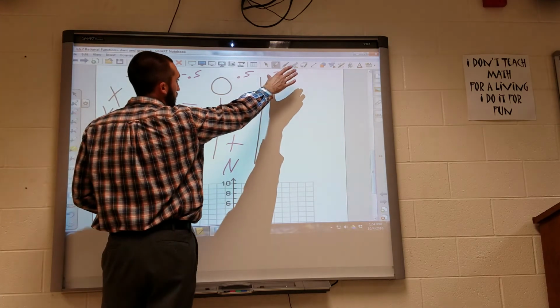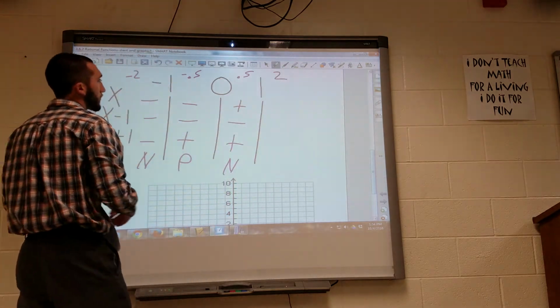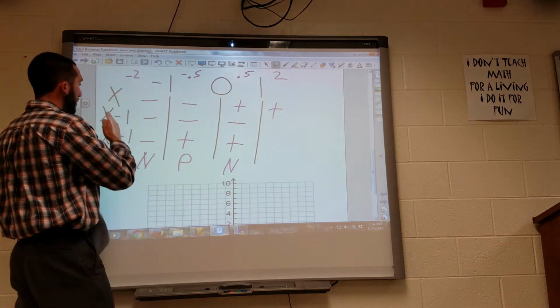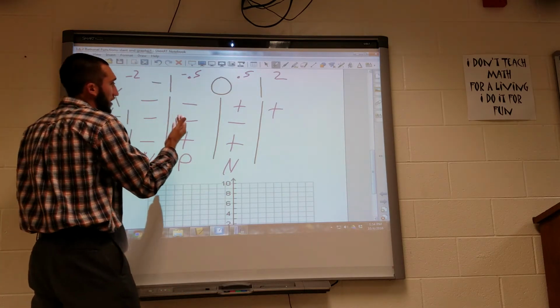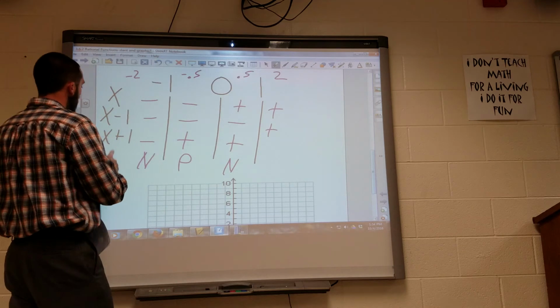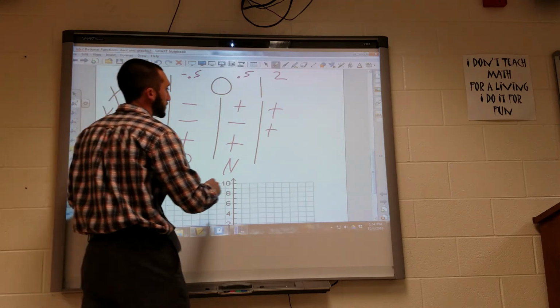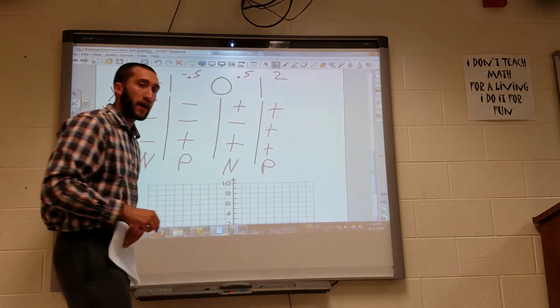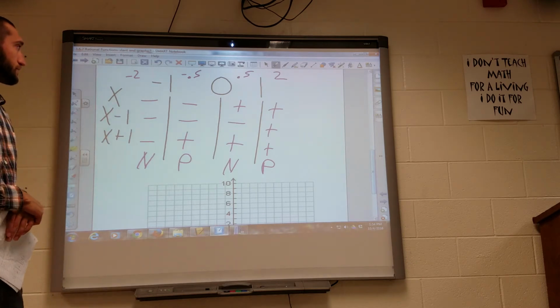And finally, plug a 2 in. So I plug a 2 in for x, that's positive. I plug a 2 in for x minus 1, that's going to give me a positive 1, so positive. And plug a 2 in for x plus 1, that gives me 3, positive. Net effect, my graph is going to be positive.